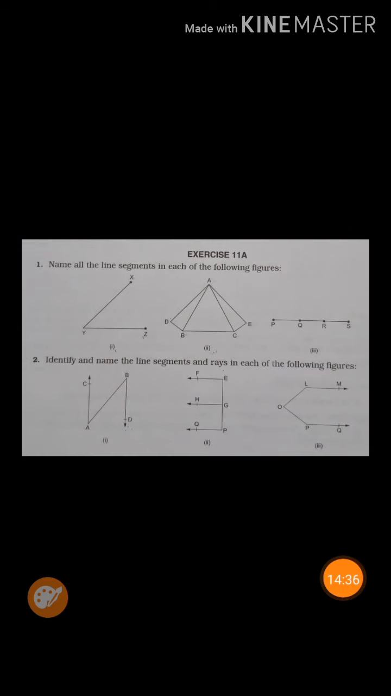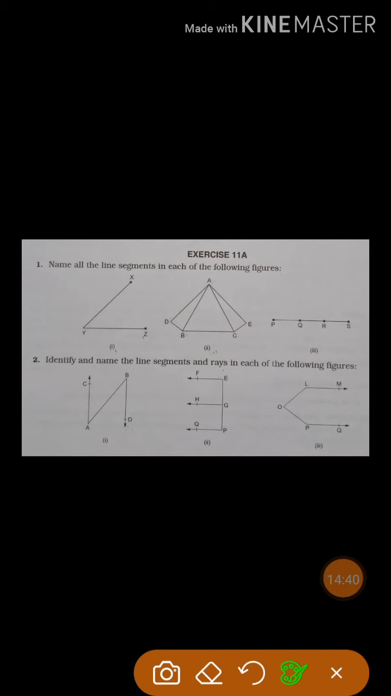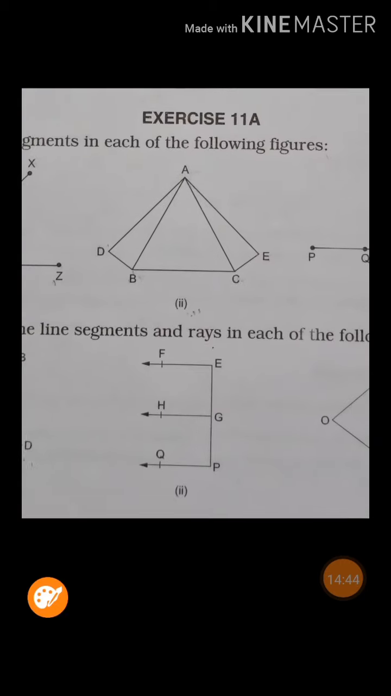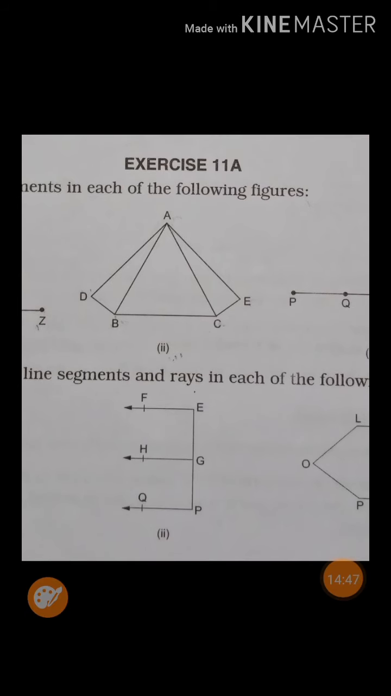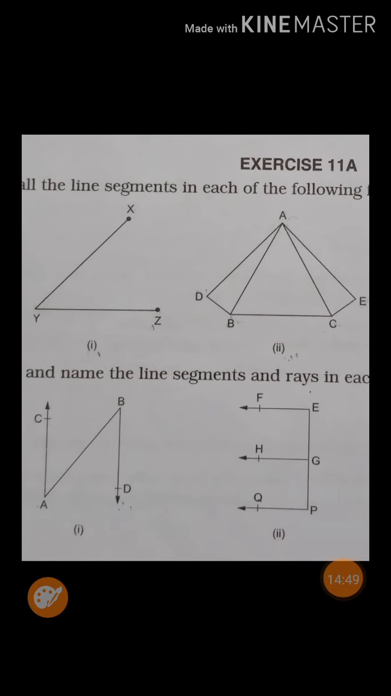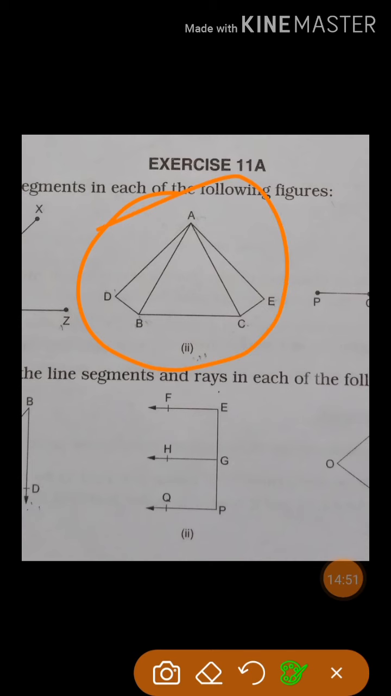Now come to exercise 11A. I am doing the first. Name all the line segments in each of the following. See, the first one is this. We need to write the line segments in this question. So we can say AD, AB, AC, AE, DB, BC, CE. How to write these? We don't forget to make a line over it, because these are line segments.